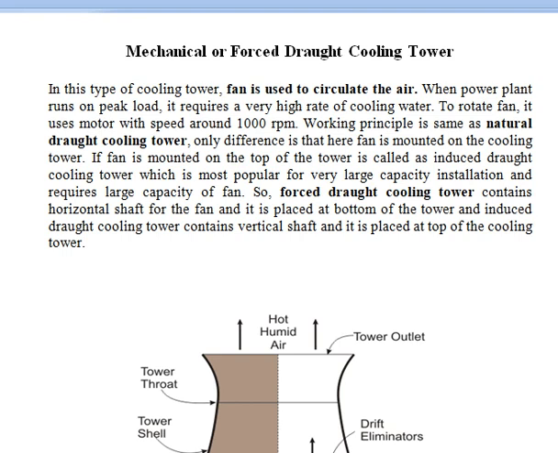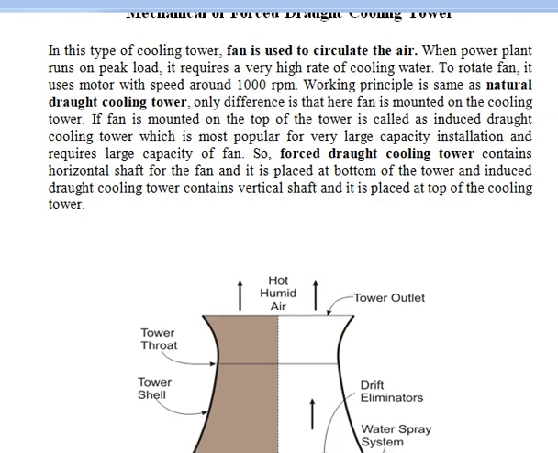It is useful for very large capacity. It requires a large quantity of fans. The forced draft cooling tower contains a horizontal shaft for the fan, placed at the bottom of the tower. The induced draft cooling tower contains a vertical shaft placed at the top of the cooling tower. In this tower, a high amount of cooling water is needed. Therefore, this mechanical draft cooling tower is mostly used in thermal power plants.